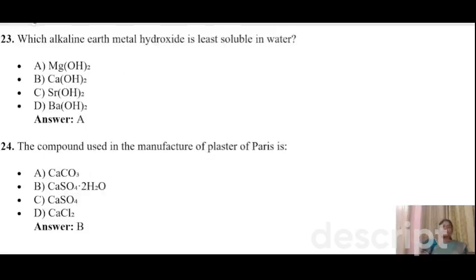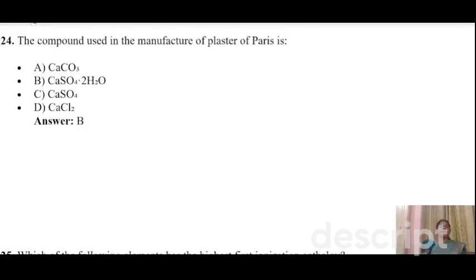Which alkaline earth metal hydroxide is least soluble in water? Among magnesium hydroxide, calcium hydroxide, strontium hydroxide, and barium hydroxide, magnesium hydroxide is the least soluble. And the compound used in the manufacture of plaster of Paris: plaster of Paris is manufactured from gypsum, and the formula for gypsum is CaSO4·2H2O. This is the formula for gypsum, and therefore this is the answer.